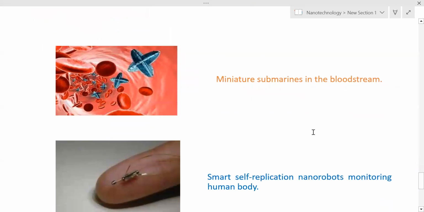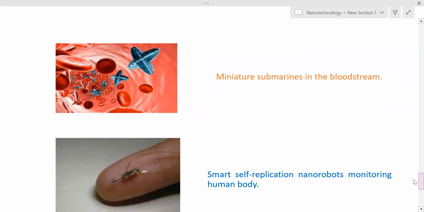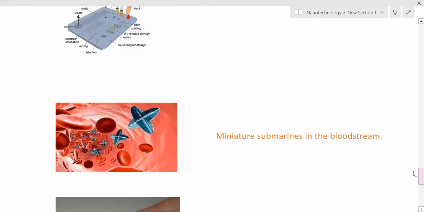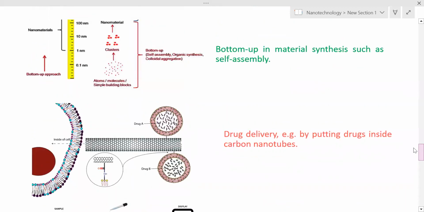Another set of future prospects are miniature submarines in the bloodstream, which will be used in the medical field for different purposes, and also small self-replicating nanorobots which monitor the human body. So these are different things that are present in nanotechnology.